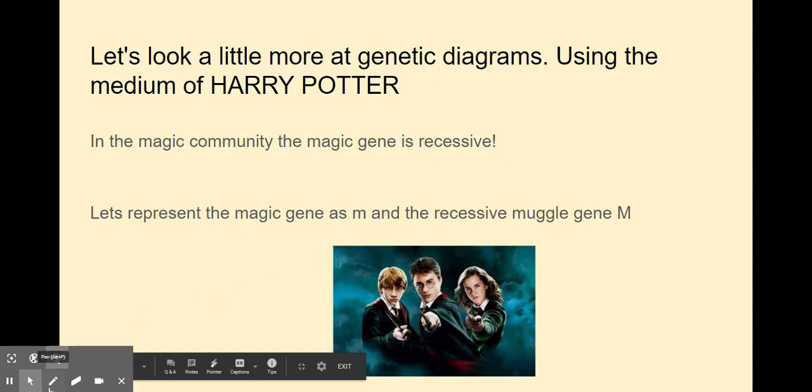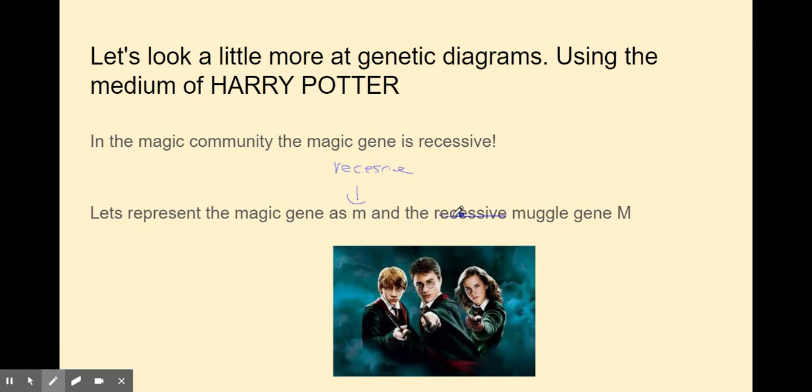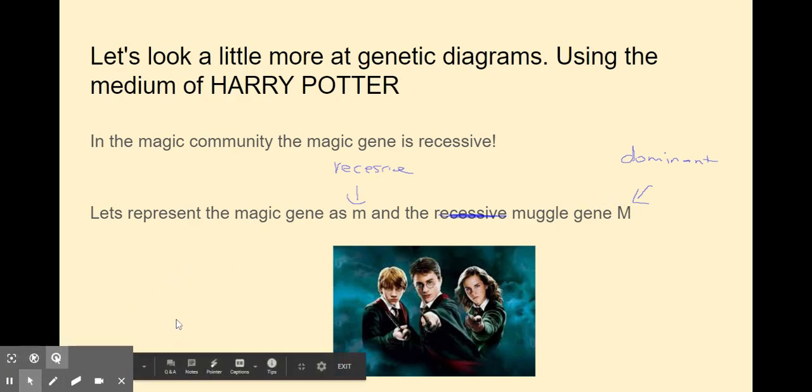Oh, sorry, I can see I've made a little error there. So small m is the recessive, which must mean the Muggle gene, which we're going to represent as big M, is dominant. So if a witch or a wizard has a dominant Muggle gene, they're not going to have magic powers. Okay, so let's just have a look at one of the families.